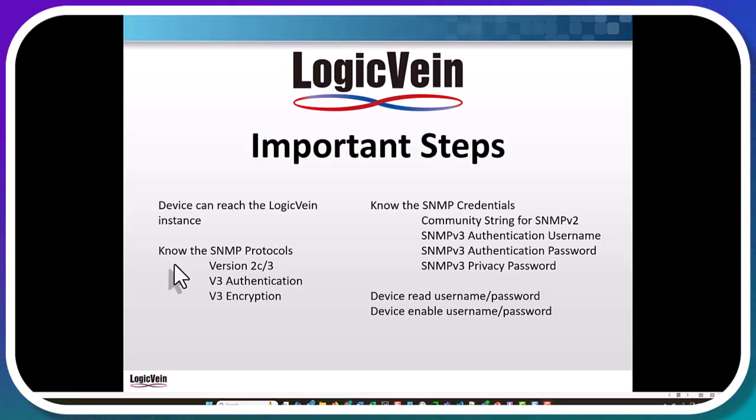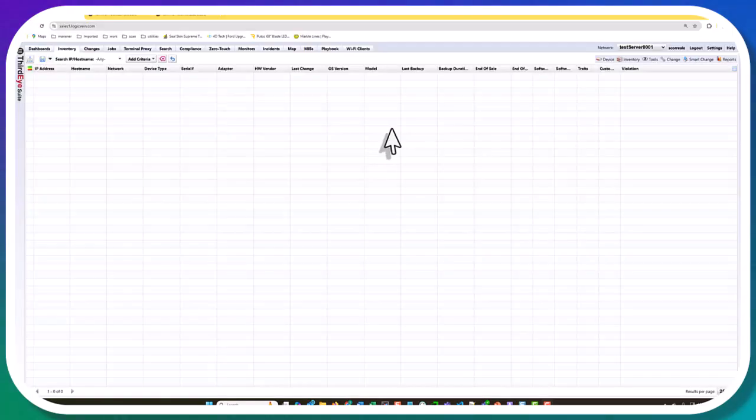Are you going to use SNMP2 or SNMP3? And if you use 3, you're going to need to know the authentication encryption like SHA and AES-128. Again, you're going to need to know credentials. For 2, you're going to need to know the community string. And for SNMP v3, you're going to need to know the username, password, and the privacy password. And of course, for the devices themselves, you're going to need to know the username and password for the read and enable capability. So let's begin the process of a discovery.